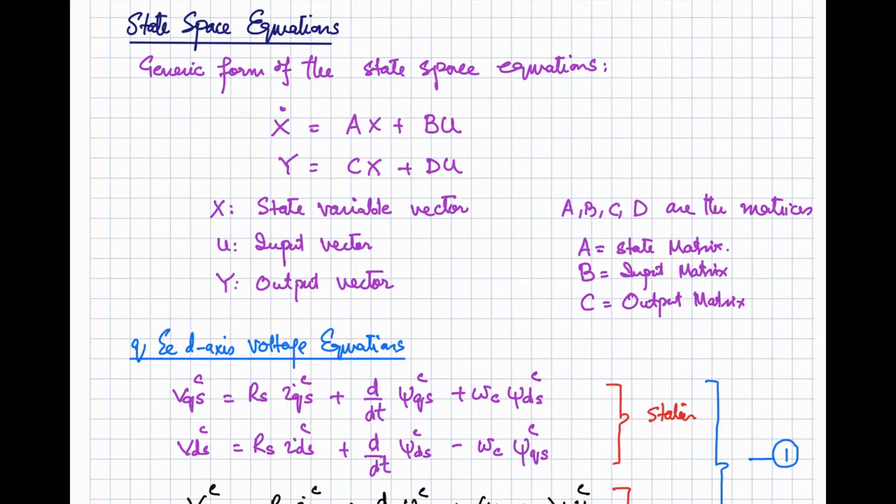The generic form of the state space model is shown in front of you, and all of you are familiar with that one. x is our state variable, so x dot should be equal to Ax plus Bu, and the output equation is y equal to Cx plus Du, where x is the vector of the state variables, u is the input vector, C is the output matrix, and D is the disturbance or the feed forward matrix, and y is representing the output over here.